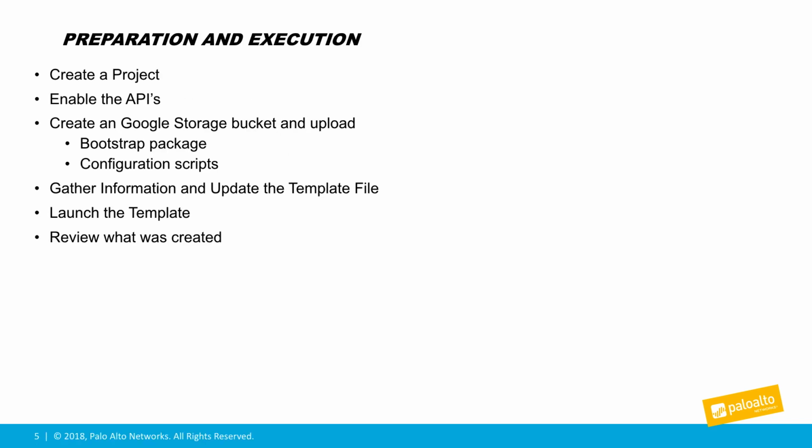We will now start by going to the Google Console and creating a project. Then we will double check that Google Deployment Manager as well as Compute Engine APIs are enabled, and after that we will configure bootstrapping by creating a Google storage bucket and uploading all the needed configuration files. And finally, we will gather all information such as project ID, SSH keys, and all other information, update the deployment template, and then we will launch the template and let the magic happen.